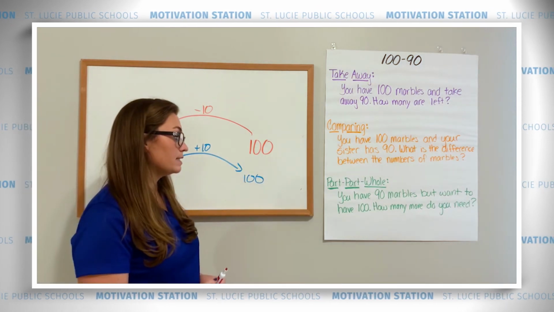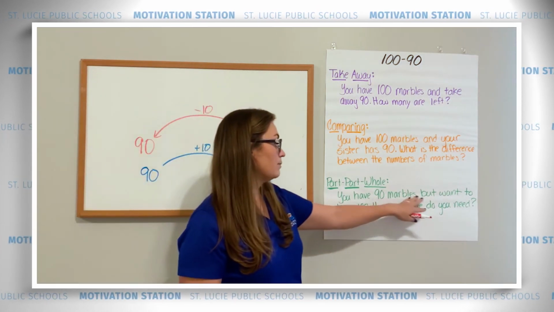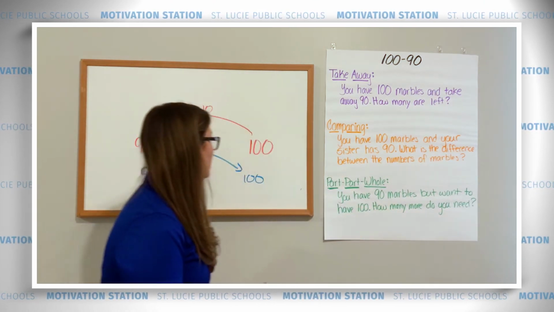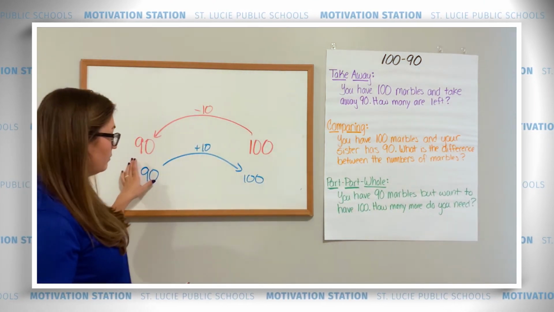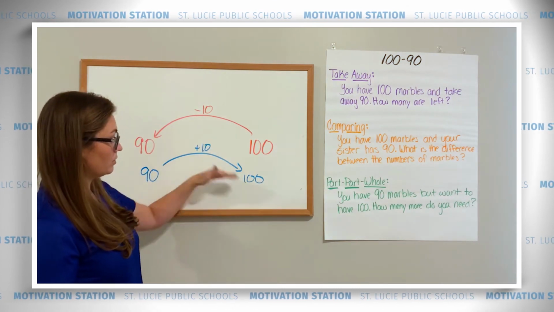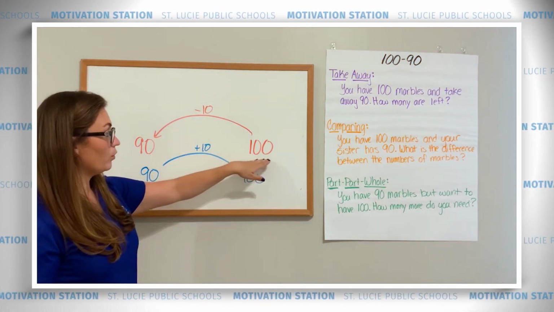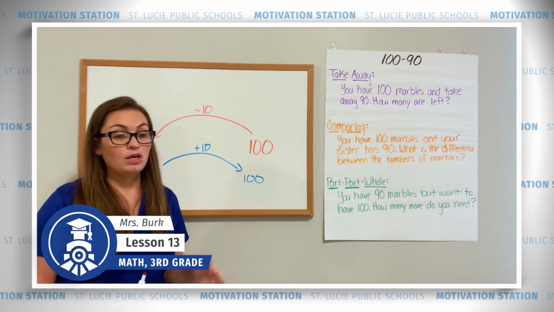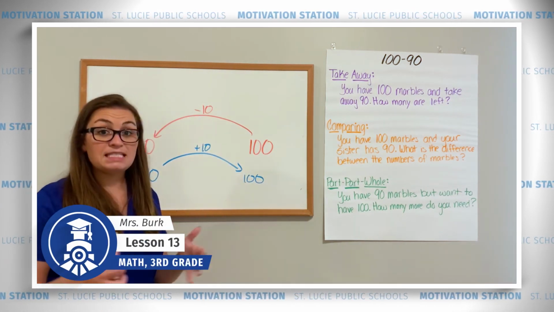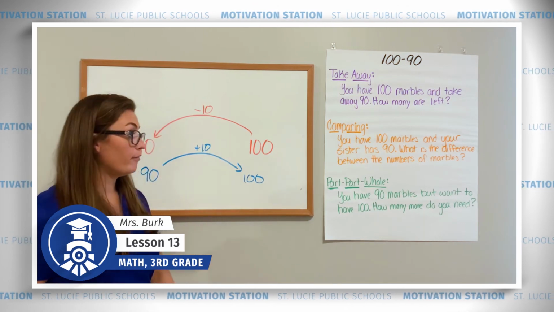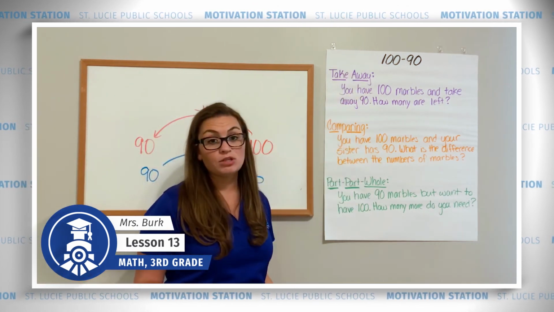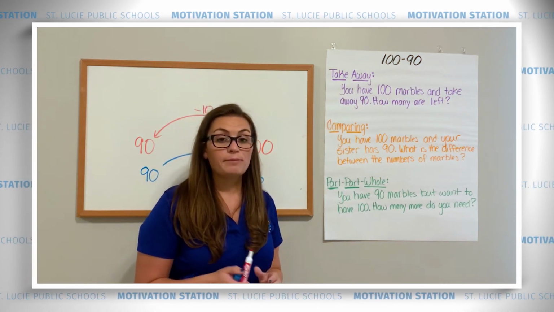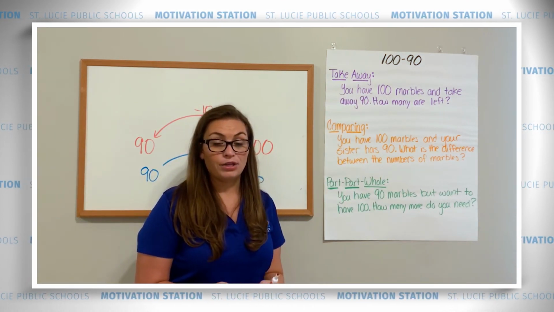Part whole is very similar. You have 90 marbles, but you want to have 100. How many more do you need? You have 90, but you want to get to 100. You can do it with addition, or you can start with the whole. You need 100. You only have 90. What's the difference between them? You're finding the difference between, the distance between, or you're taking away from. The same equation can be shown through 3 different types of problems. We're going to practice that today in your workspace book.